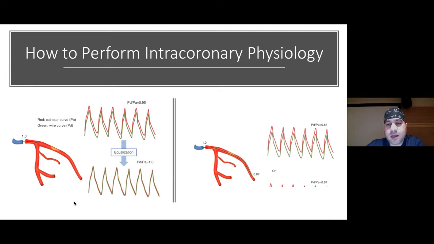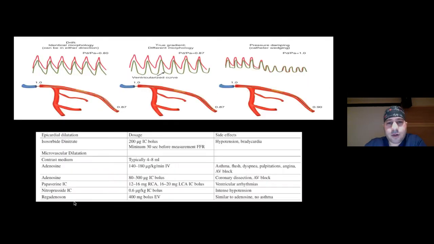Once that's done, you can start measuring your non-hyperemic pressures by using software depending on which company you're using. After you've achieved your non-hyperemic measurements, you then induce hyperemia, first by giving intracoronary nitroglycerin to cause epicardial dilatation by 200 micrograms intracoronary. And then you have to cause microvascular dilatation by inducing hyperemia. And there are multiple agents that are used to induce hyperemia, the most common being either IV or intracoronary adenosine.